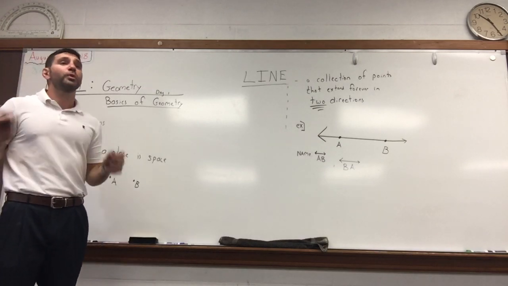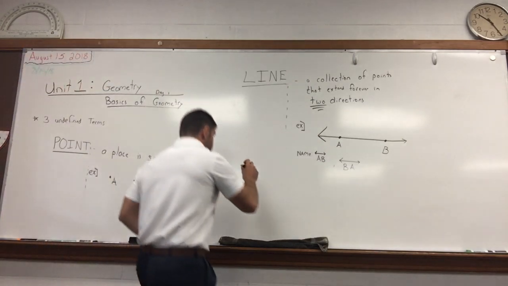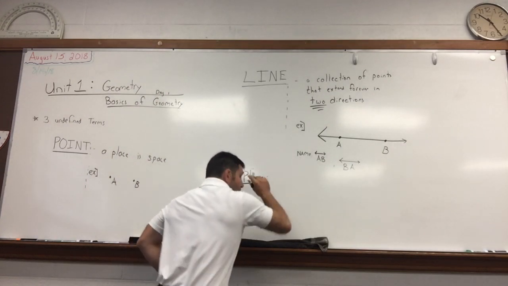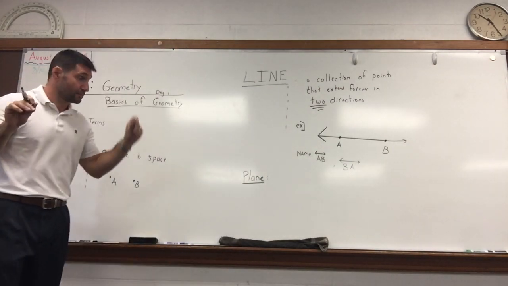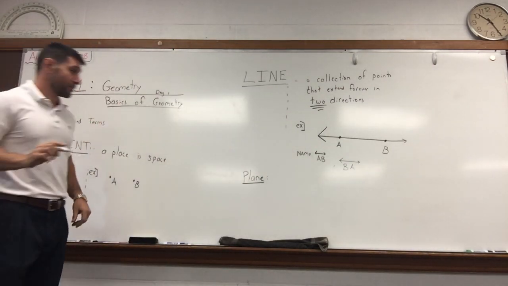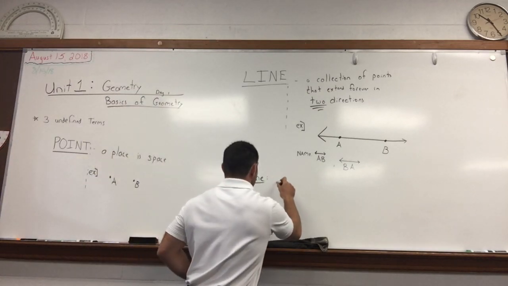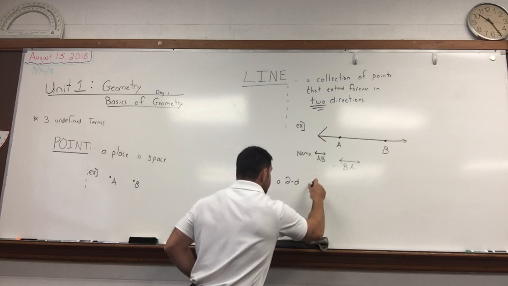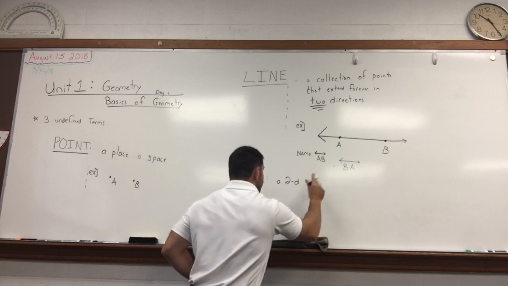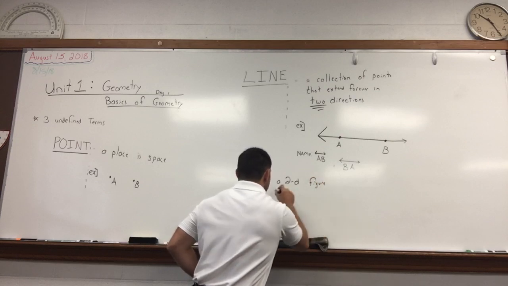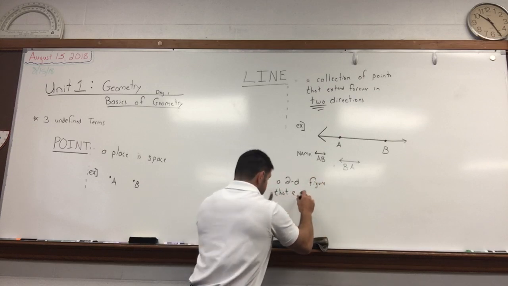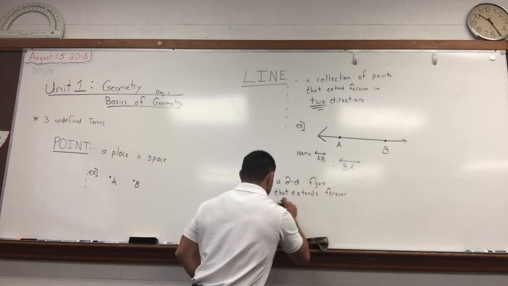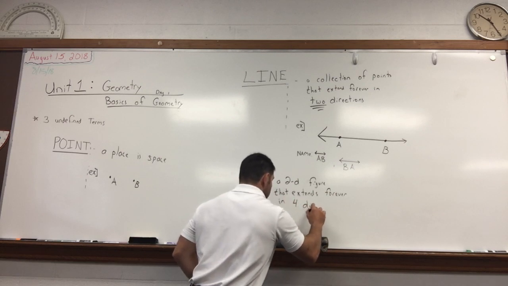The third term, which we will not spend a lot of time with, is called a plane. This is not that kind of plane. A plane is something different. This is a 2D figure that extends forever in 4 directions.